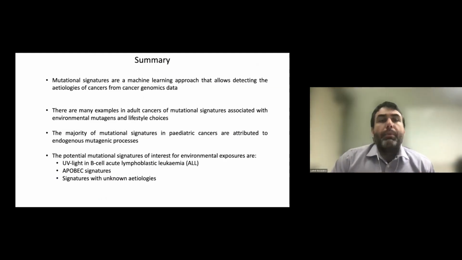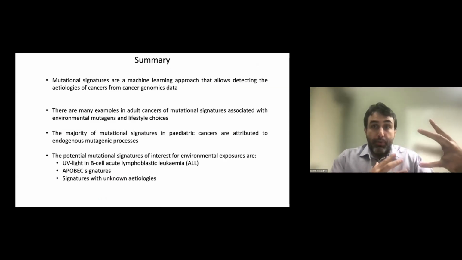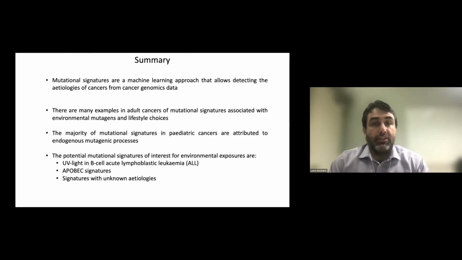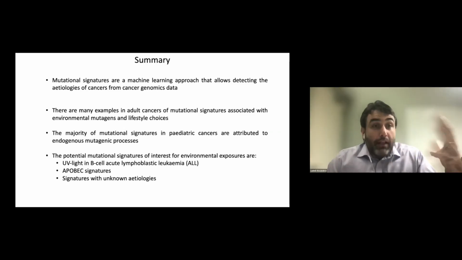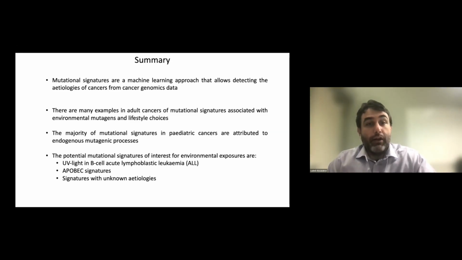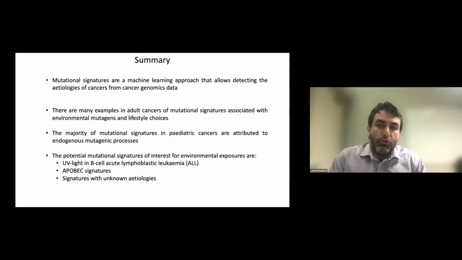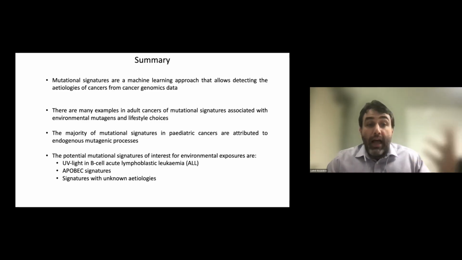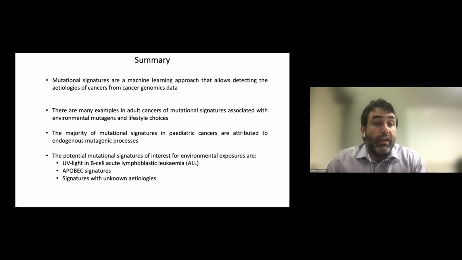So in summary, I hope I was able to show you that mutational signatures is an approach that allows you to detect the etiologies of cancers from genomics data. In adulthood cancers, we have many, many examples of signatures associated with environmental mutagens and lifestyle choices. In pediatric cancers, that's not the case. The majority of signatures are due to endogenous processes or failure of these processes. And if one starts looking for environmental exposure or lifestyle choices using mutational signatures, there is the very clear example of UV light in B-cell ALLs. And there is potentially the Apobec-associated signatures and the mutational signatures of unknown etiologies.